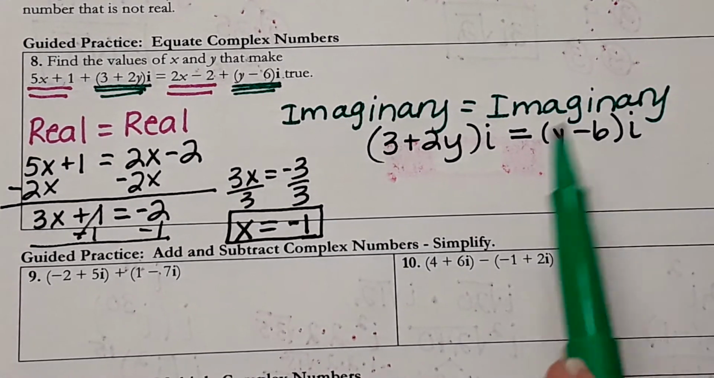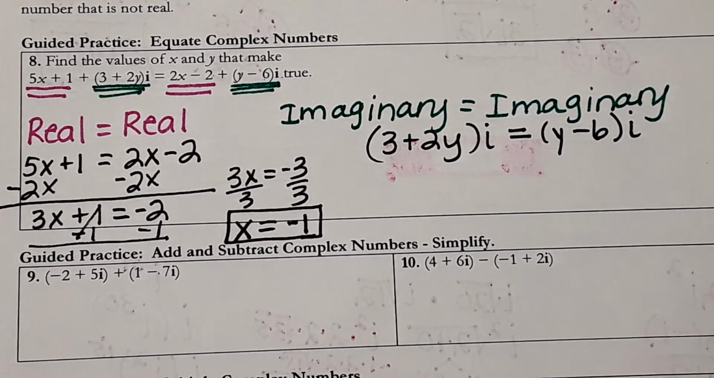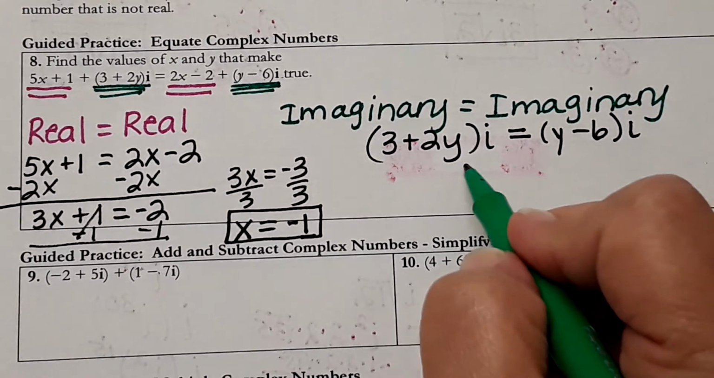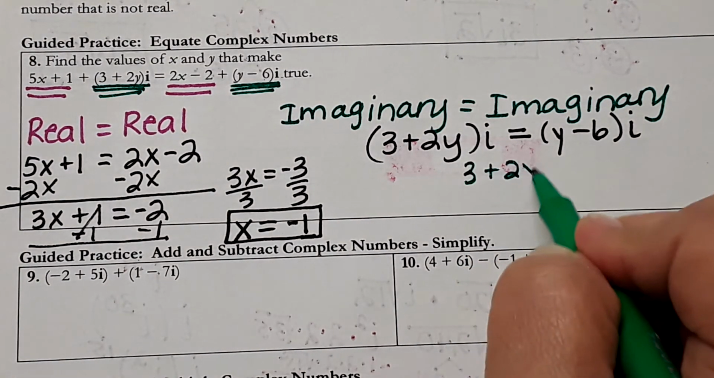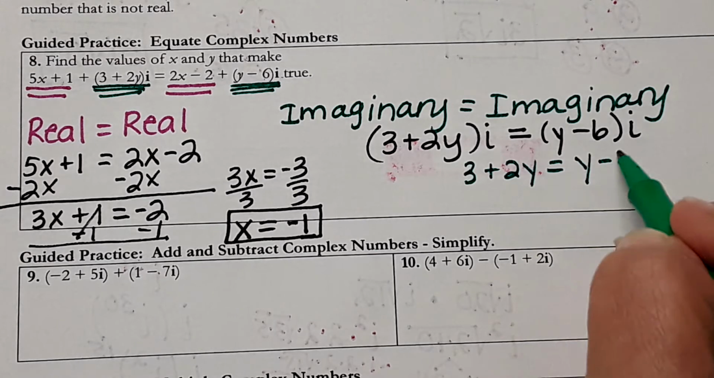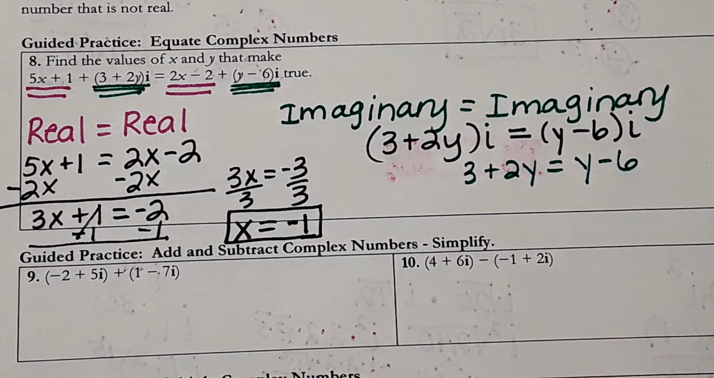Now, over here, see how there's two i's? You can drop those. They're the same, so we're just going to drop them. Then we would have 3 plus 2y equals y minus 6. I can drop them because if I divided both sides by i, the i's would disappear. Just like you guys, if you divided each side by 6 and there was a 6 on the other side, they would disappear.